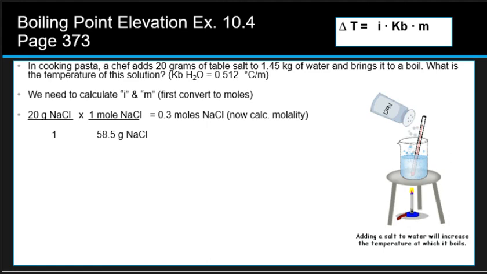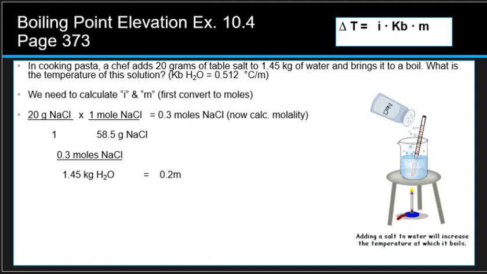That is from the periodic chart of the elements. And I calculate out that I have 0.3 moles of sodium chloride. And now I can calculate molality by putting that over the kilograms that I had. Yes, I already had kilograms of water, so I have a molality of 0.2.